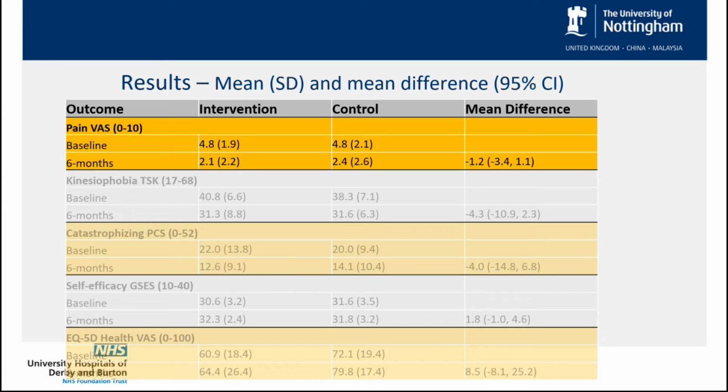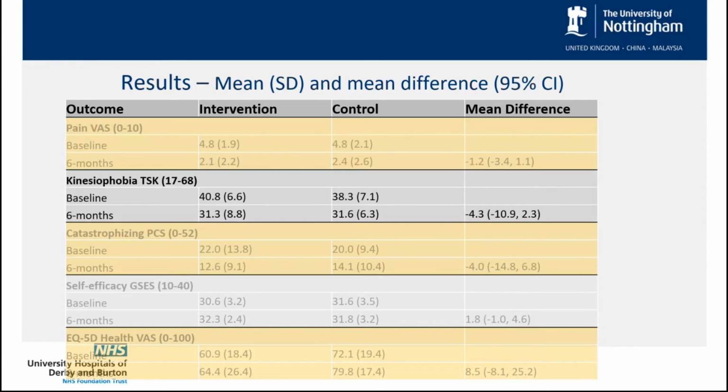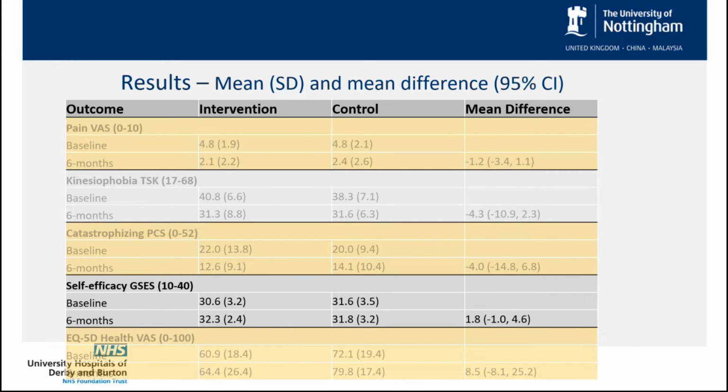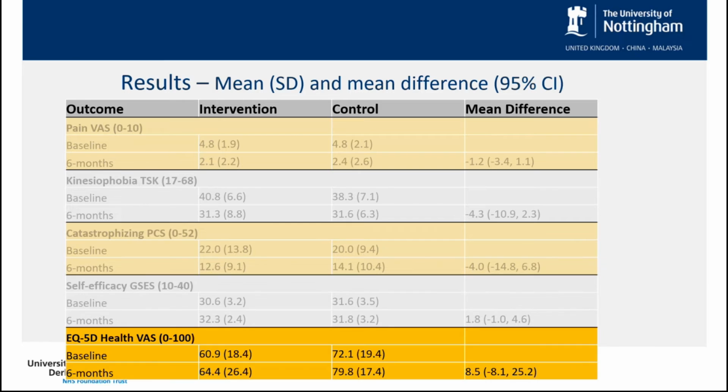For pain, this was where the data looked slightly more favourable for the intervention. We had better pain scores at 6 months in the intervention group compared to the control, on a scale of 0 to 10, with a difference of 1.2 in favour of the intervention. Same for kinesiophobia, there were better scores in the intervention group. Better pain catastrophizing scores in the intervention group compared to usual care, better self-efficacy scores, and better quality of life scores.